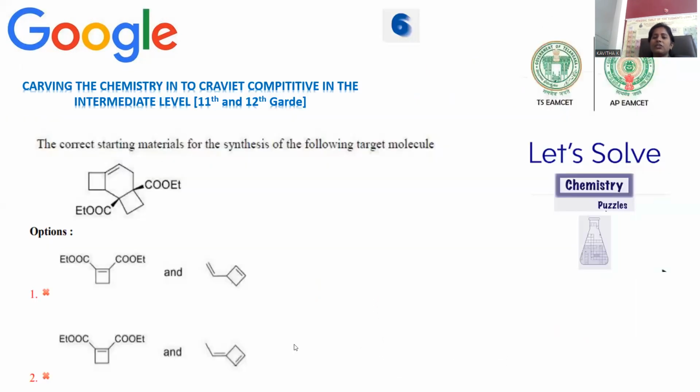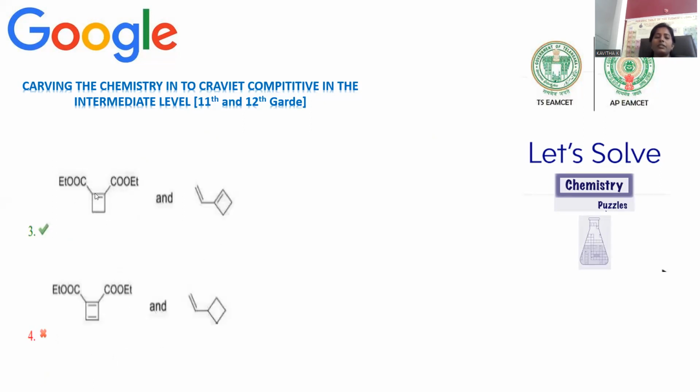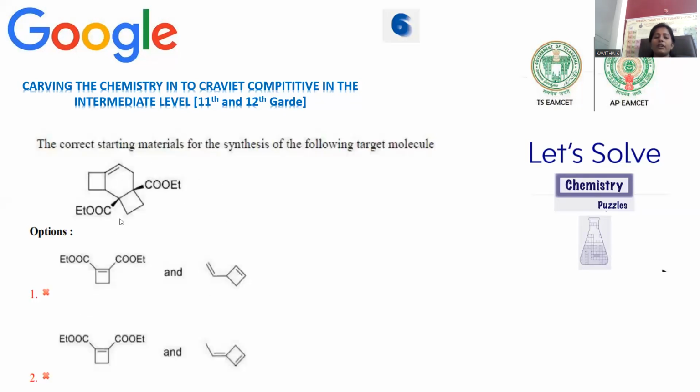And the last question of the session, again it is part of organic chemistry, we can say it is part of photochemistry, right? The correct starting material for the synthesis of the following target molecule? This is the product. In order to synthesize this product, what starting materials do we have to utilize? In order to make this product, the starting materials must be a diene and a dienophile. Diene-dienophile combination is called a Diels-Alder reaction, so that the product will be generated.